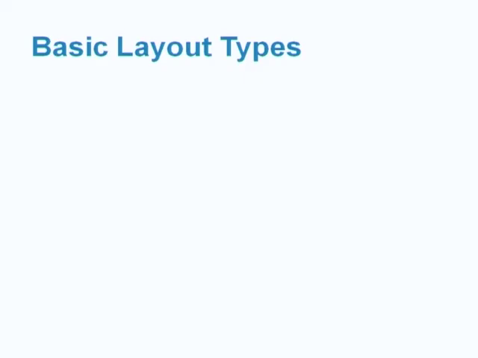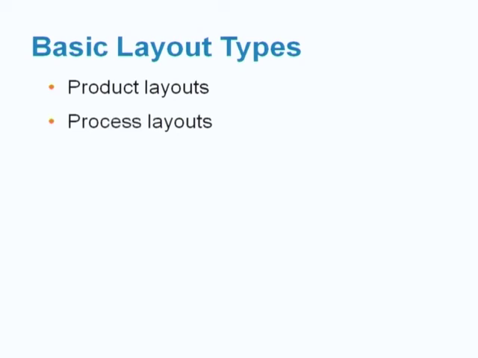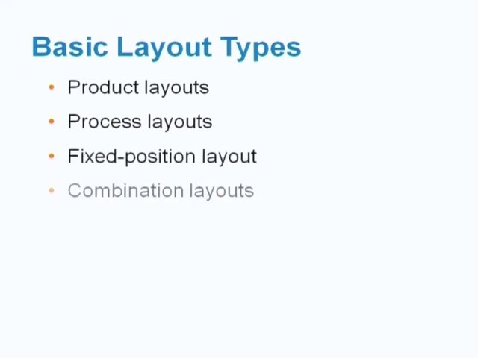Now talking about the basic layout types. Here, students, you can see there are 4 types: product layouts, process layouts, fixed position layouts, and combination layouts. Let's go one by one.